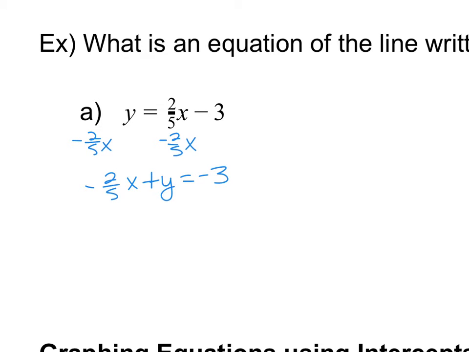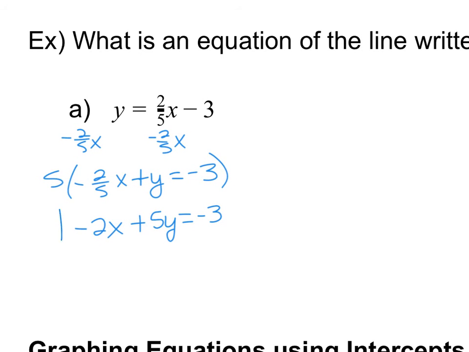Okay, so how do I get rid of that fraction? Think about it. It might take you a second. What would happen if I multiplied the fraction by a number? Let's say 5. Well, the fraction would cancel, so it would become negative 2x plus 5y equals negative 3. Is everything an integer? Yep, they are. So it works. That would be your answer.